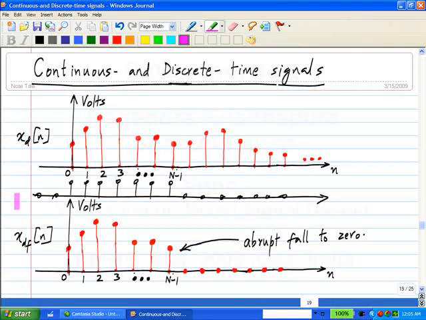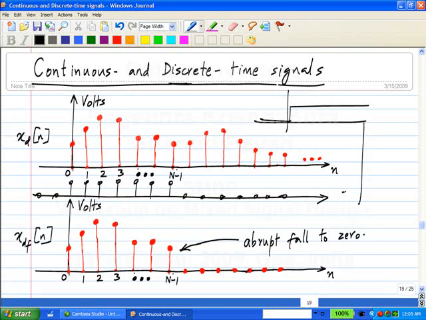I won't go into the details of this, but you know that if you have a step, it will have a Fourier transform magnitude which looks like this. It has a high DC content and then it decays as 1 over f or something.